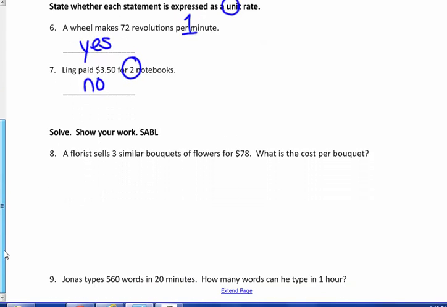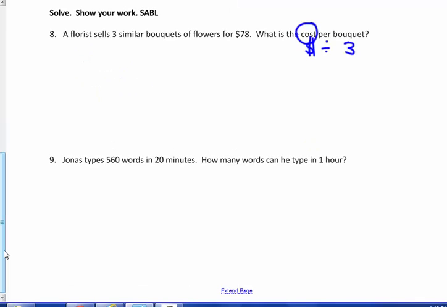Number 8. A florist sells 3 similar bouquets of flowers for $78. What is the cost, money, per bouquet? Per bouquet. Well, we have 3 of them, so I'm going to take the cost and divide it by the bouquet. Now, I like to write the ratio in a word. Cost per bouquet. No, you do not have to do this. Bouquet. Spell it correctly.